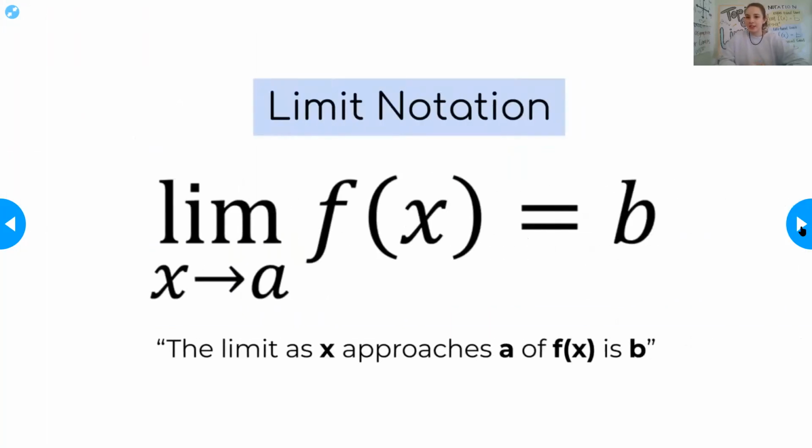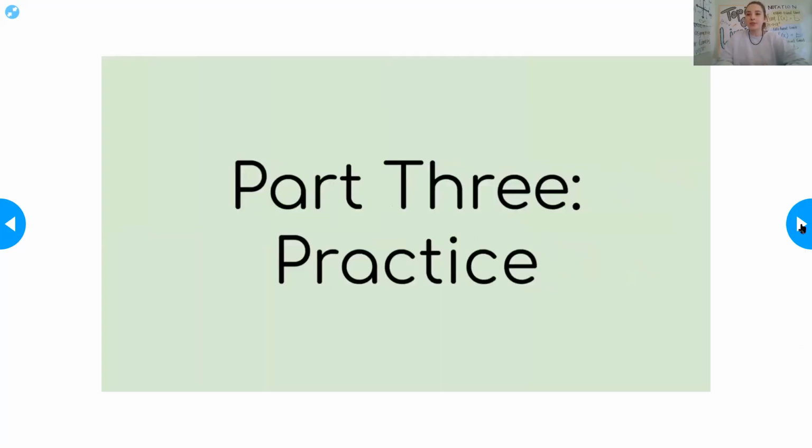That's our limit notation. That's how we write this idea mathematically, and we can read this as the limit as x approaches a of f of x is b. We could also read this as the limit of f of x as x approaches a is b. Part 3, let's get into practicing limits and limit notation.